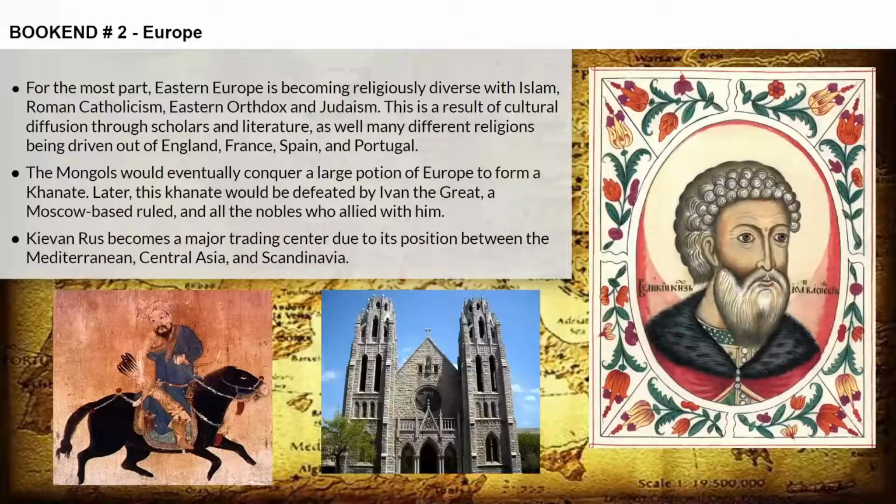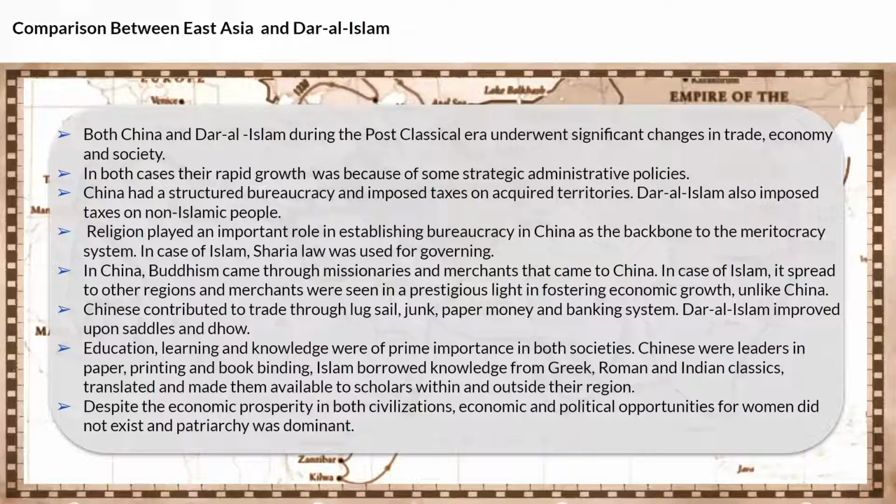The Mongols would eventually conquer a large portion of Europe to form a Khanate, whatever that is called. Later, this would be defeated by Ivan the Great, a Moscow-based ruler, and all the nobles who allied with him. Kievan Rus became a major trading center due to its position between the Mediterranean, Central Asia, and Scandinavia. That was the end of Europe, and now we have moved on to the comparison.